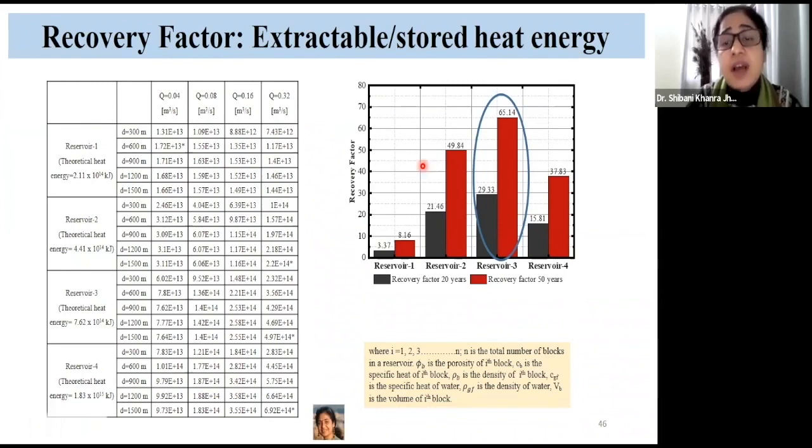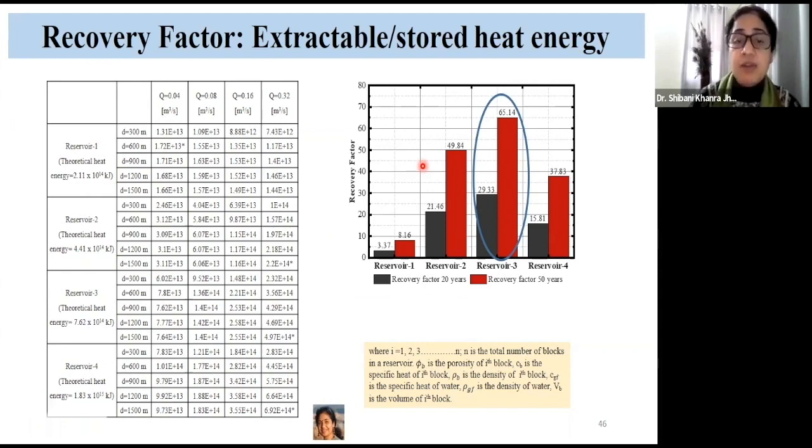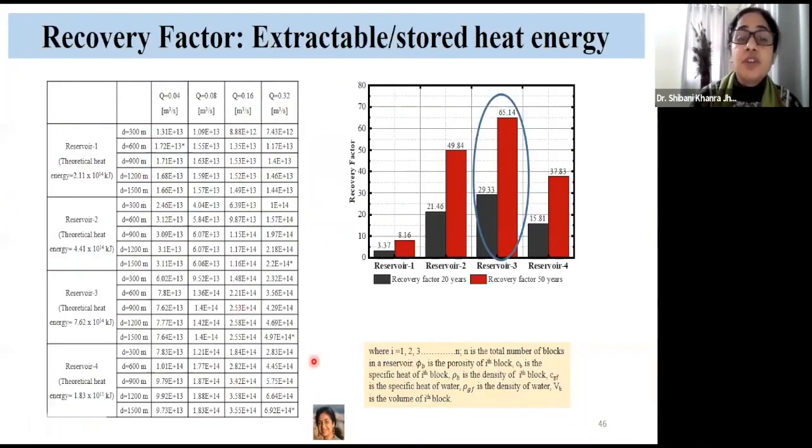So what does it mean? Recovery factor is actually the ratio of the power which can be extracted, divided by the theoretical heat which is stored within that particular resource, that is the reservoir. So power, which we have already calculated, as you have seen in the last slide, is divided by the total energy which we can extract, that can be estimated from that simulation study, as you have seen.